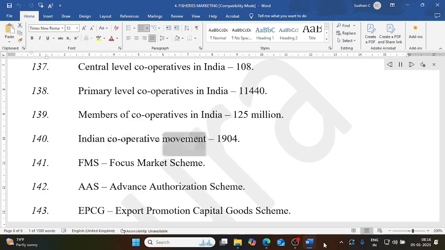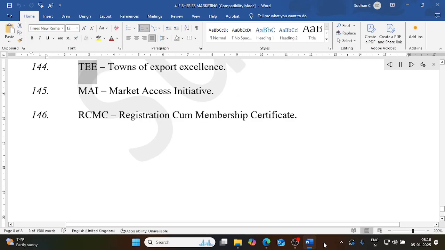Indian Cooperative Movement, 1904. FMS, Focus Market Scheme. AAS, Advance Authorization Scheme. EPCG, Export Promotion Capital Goods Scheme. TEE, Towns of Export Excellence. MAI, Market Access Initiative. RCMC, Registration cum Membership Certificate.